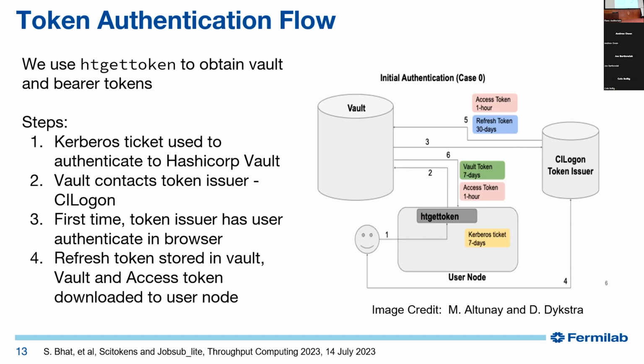Let me actually go over here. If I can point this way. It contacts our token issuer, which is CILogon. And then that will, the first time, prompt the user to authenticate. And after that, once that's done, the Vault token and access token get sent to the user node, and the refresh token gets stored in our Vault.